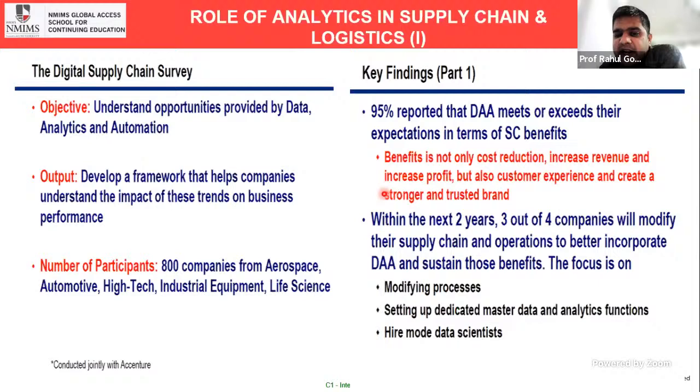And these are some of the key findings, right? 95% of them reported that DAA, which is data analytics and automation, meets or exceeds their expectation in terms of supply chain benefits, right? So benefit, as Kumar was saying, cost reduction, revenue increase, market share, increasing profit, these are all strategic intent. This has to be the KPI for most of the people in the organization. They should be able to relate the work that they're doing with either cost reduction, revenue increase, or increase in profit, or leading to other softer benefits, right? If they're not able to associate their work, that leads to dissatisfaction.